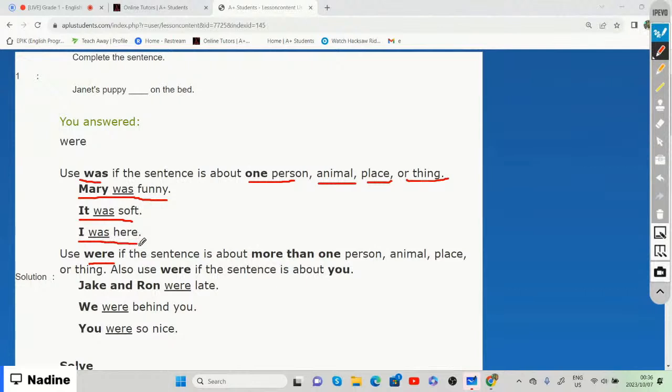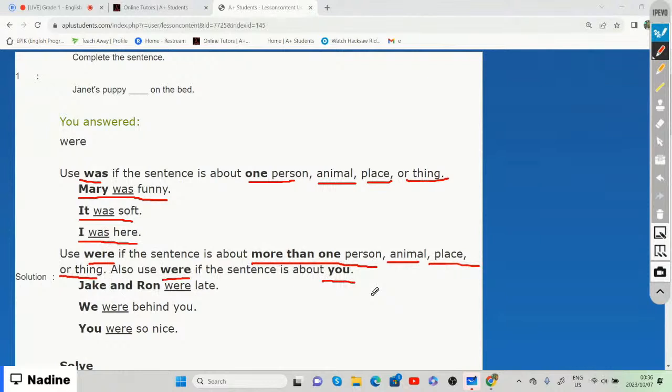And we use were, right? So we use were if the sentence is about more than one person, more than one animal, more than one place, or more than one thing, right? That is when we use were. And we also use were if the sentence is about you. So if you're making mention about you, then we use were within that sentence. You were. So you don't say you was late, for example, right? Because that is incorrect. That is not correct. You need to say you were.